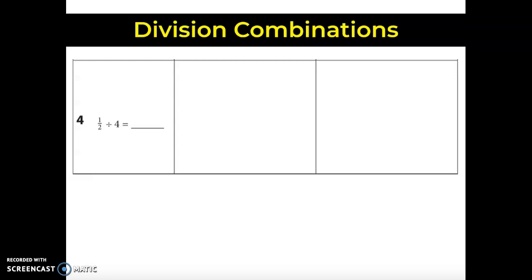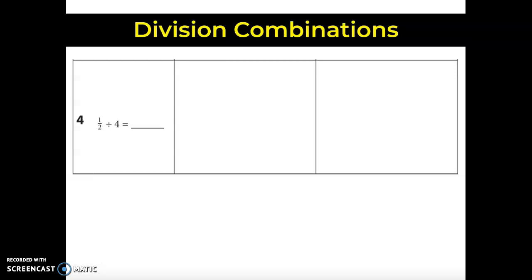Now, if I try to think of a grouping situation, this doesn't really work because if I have half of something and I'm trying to split it and I'm trying to give 4 to each person, that doesn't really work. The size of my group can't be 4 if I only have half a pan. I can't give 4 of anything to anybody. So grouping situations don't really work when we're dividing fractions by whole numbers, but sharing ones do.